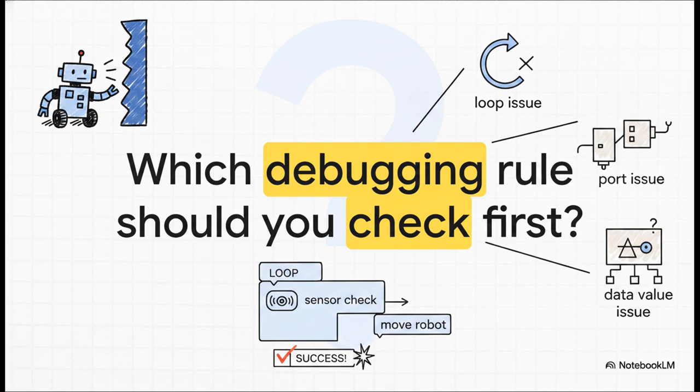Apply those diagnostic steps to your final code, get those sensors communicating inside your loops, and I guarantee your robot is going to navigate its environment like a pro.